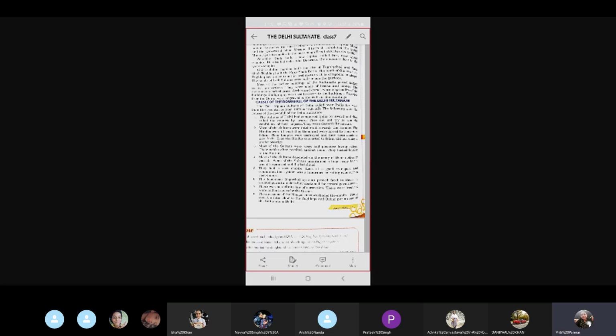So this led to the people thinking that the sultans were not our people. The sultans were not our people. So they did not like them, and this led to the downfall.